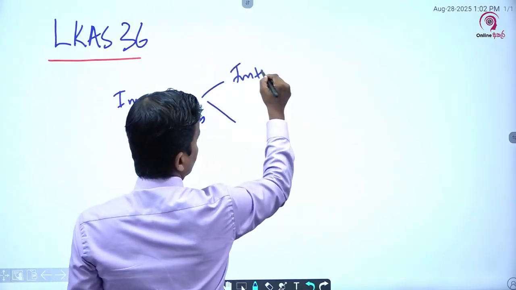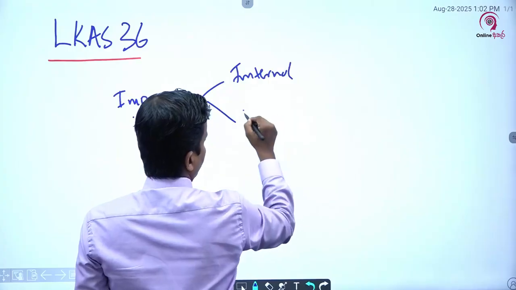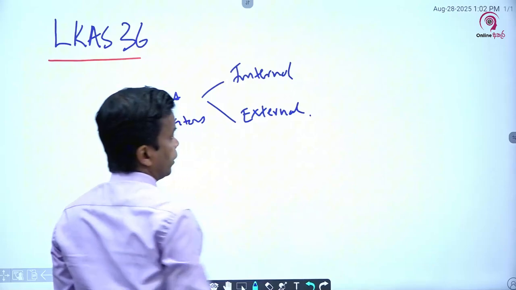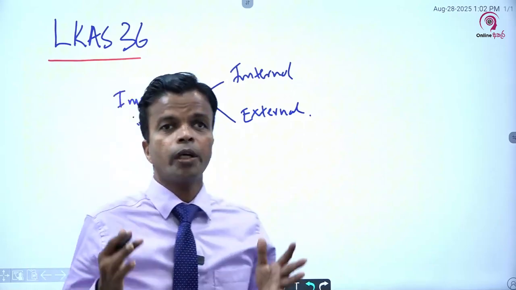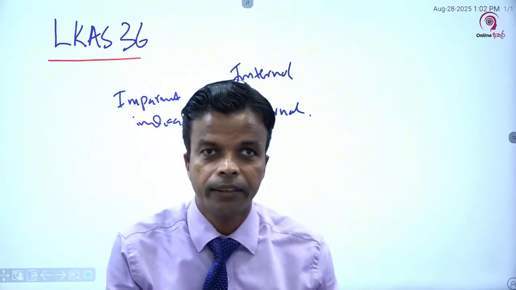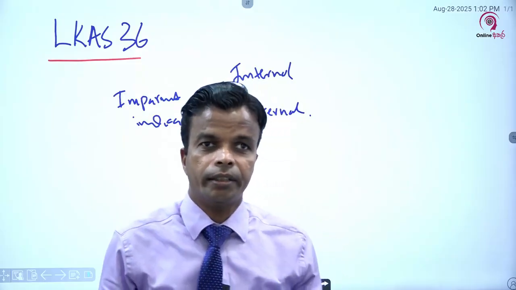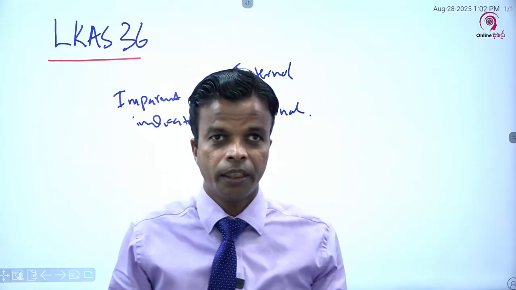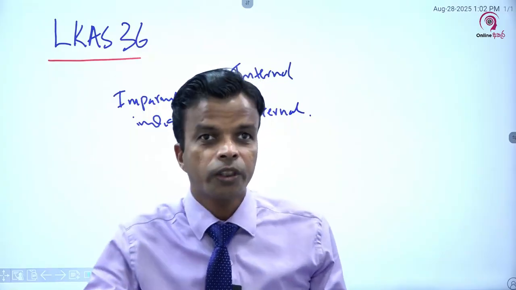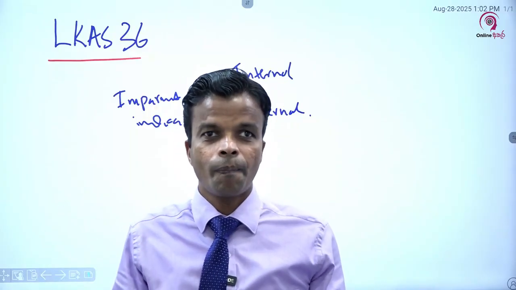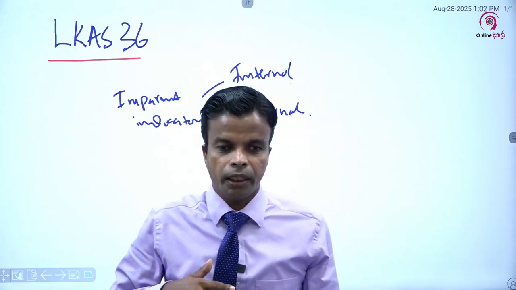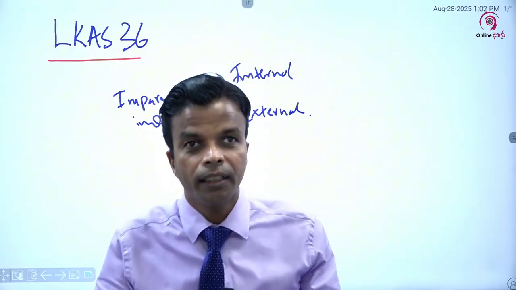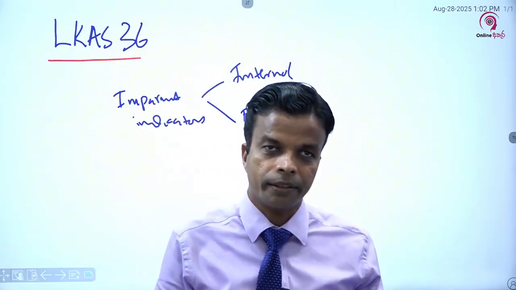Internal and external. So impairment indicators, you have two types of indicators, internal indicators and external indicators. Internal indicators: wear and tear of assets, losses, continued losses from the business, slow moving or slow productions, idle assets. Those are the internal indicators.